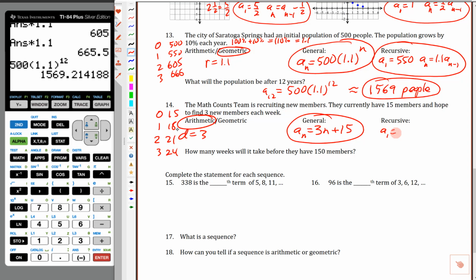A sub 1 would be 18. Again, not at week 0, but after 1 week. And then a sub n is equal to the previous one, and then we're going to add 3 every week. So there's our recursive formula.